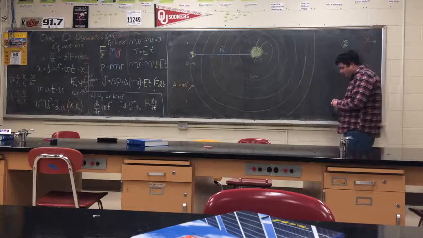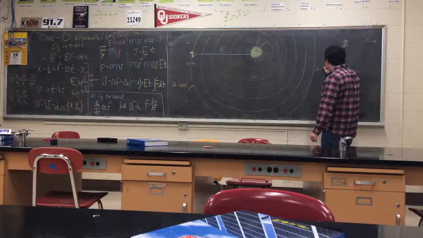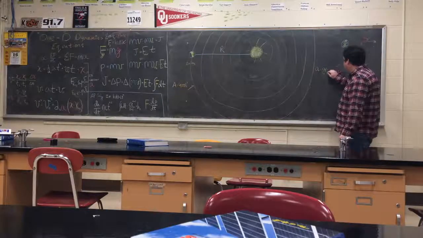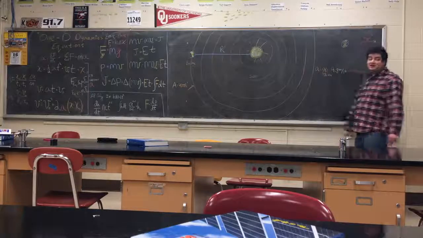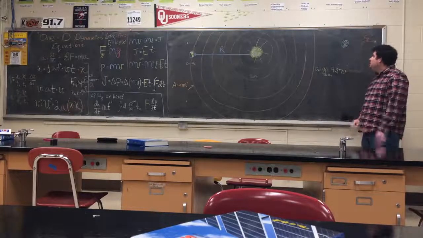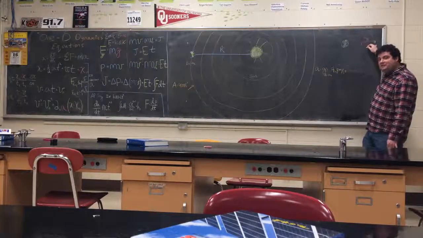Well, on Earth, we know that the acceleration of gravity is g, which on Earth is 9.8 meters per second squared. What if you go away from Earth? Like, say, out to the moon. What's the acceleration of gravity out there?